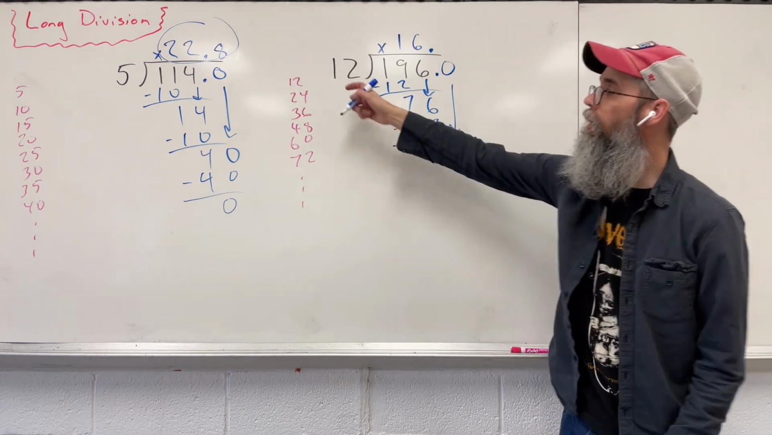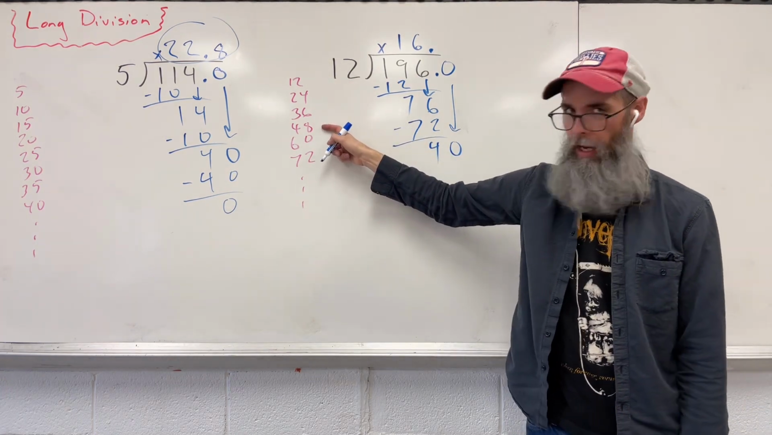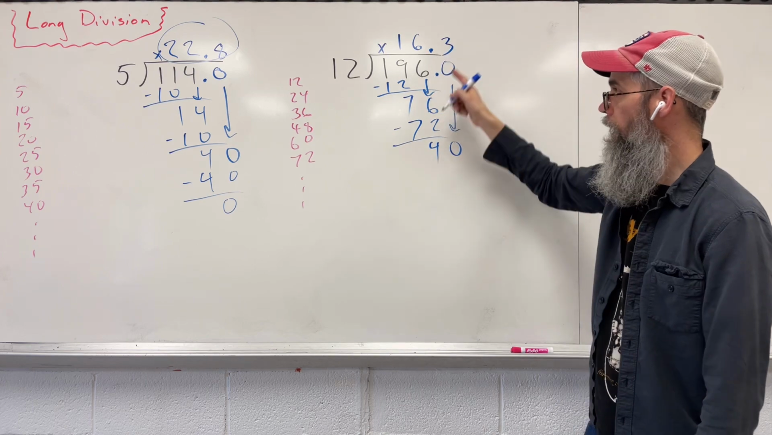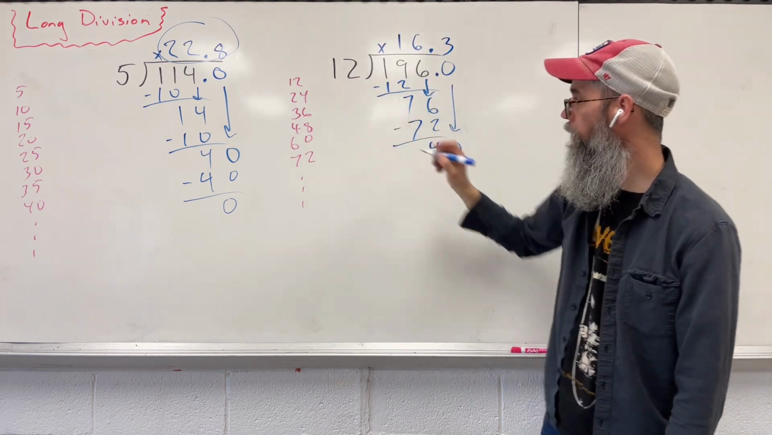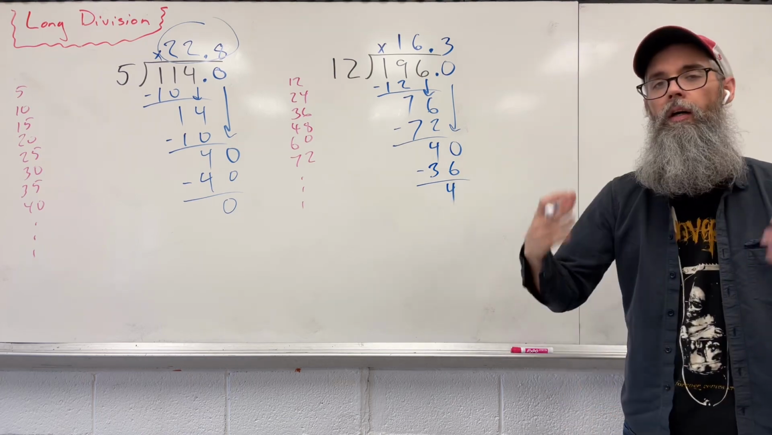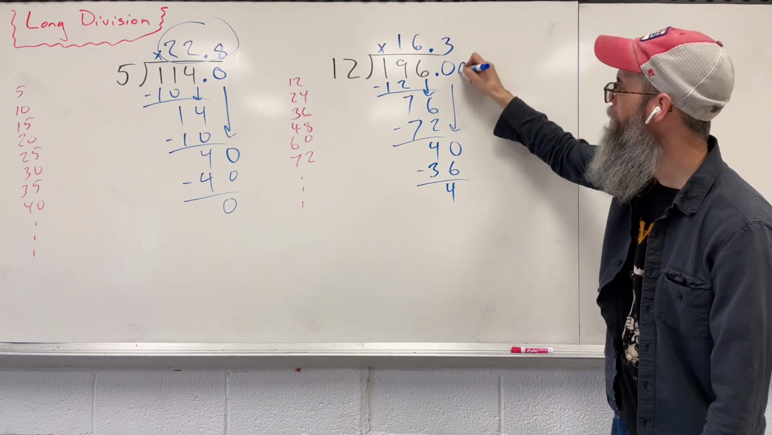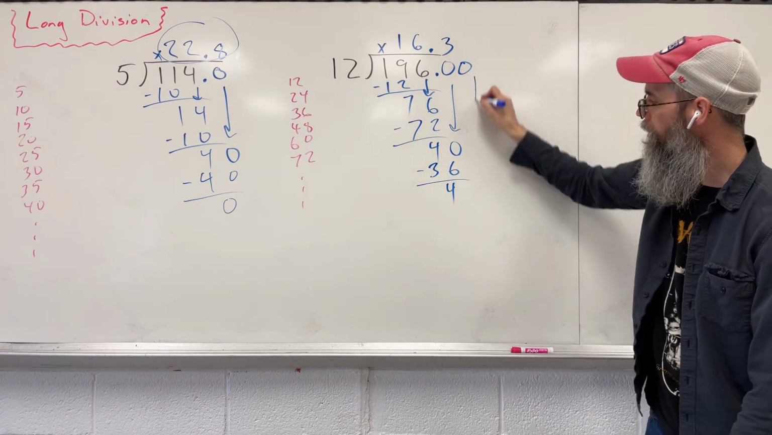Now we do it again. 12 goes into 40. 1, 2, 3, not 4 times. Let's take our 3. Let's multiply 3 and 12. 36. Subtract, leaving us with a 4. Again, let's keep this going. I don't need to put another decimal. I'm just going to keep adding zeros at the end of this. Let's bring it down.